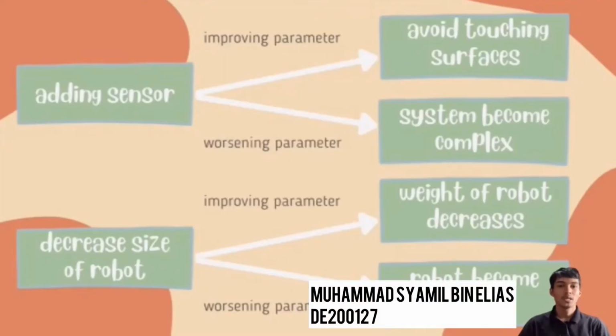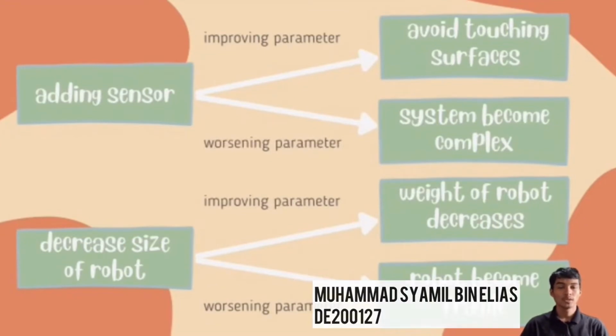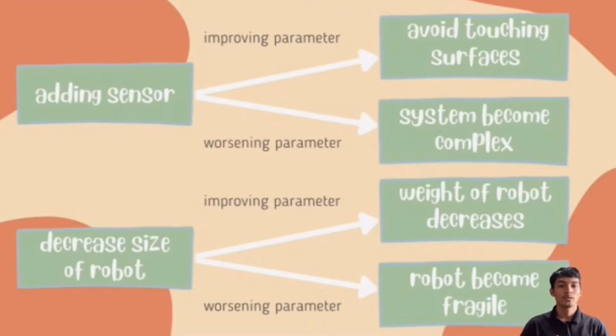My name is Muhammad Syamil bin Ilyas and my measurement number is DE200127. So now I am going to be presenting on the contradiction. First of all, it is adding a sensor. On the positive side, it avoids us from touching the surface of the hand sanitizer. But for the negative part, the system to materialize it becomes a bit more complex.